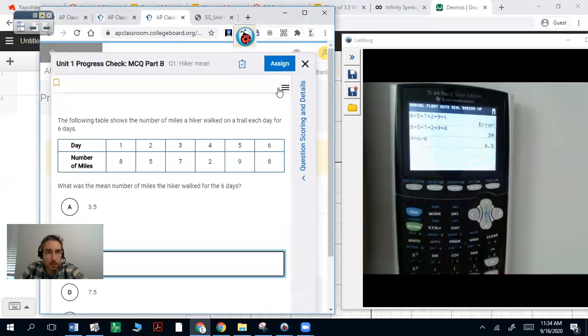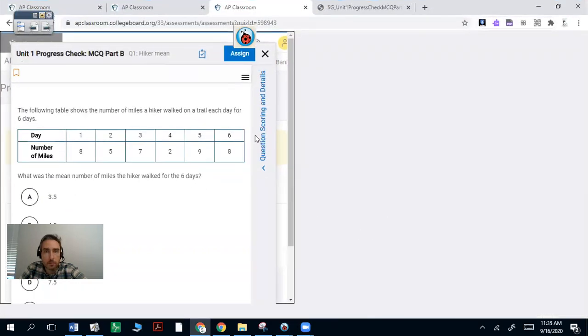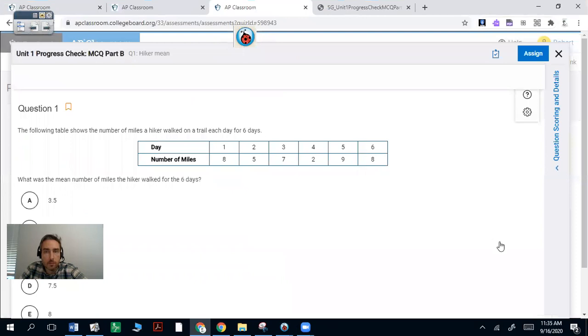How do I get to the next problem? Okay, there it is.